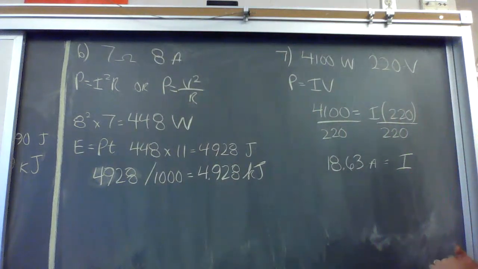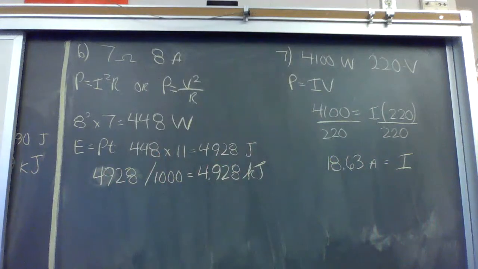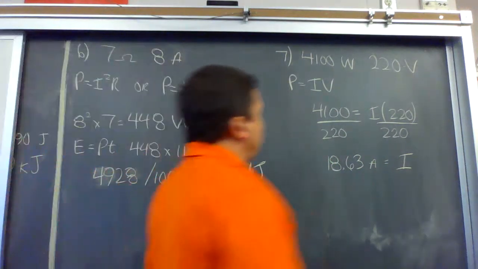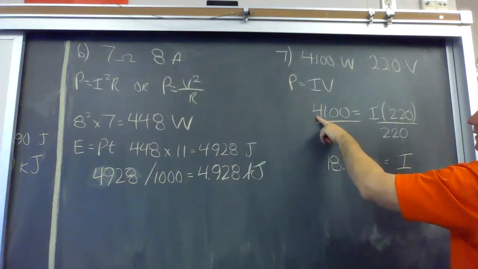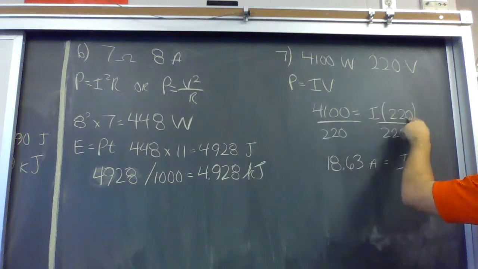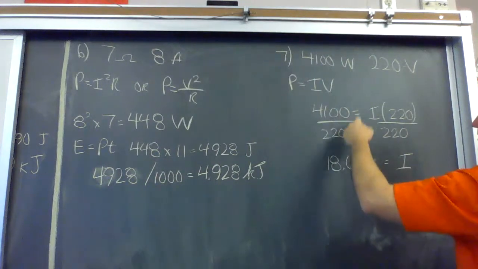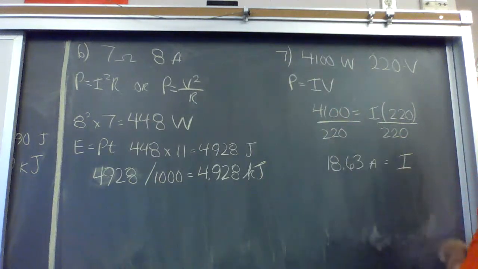Number 7 says nothing about the power being dissipated by a resistor. We just want to know the current that it takes to operate a clothes dryer, I think. So again, P equals I times V. So we know the power is 4,100 watts. We don't know the current. We do know the voltage is 220. So we're going to just do some basic algebra here. 4,100 divided by 220, 18.63 amps.